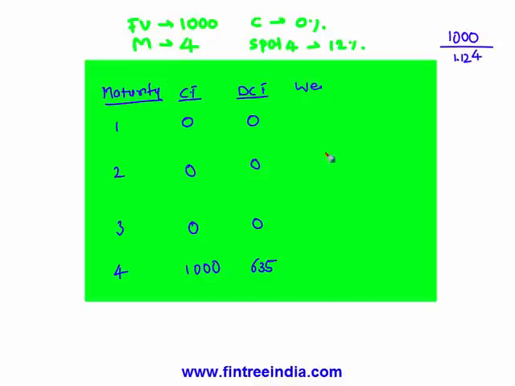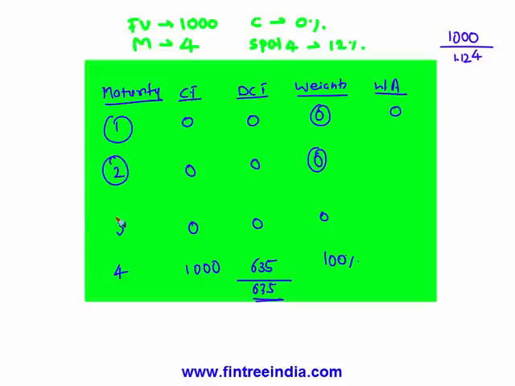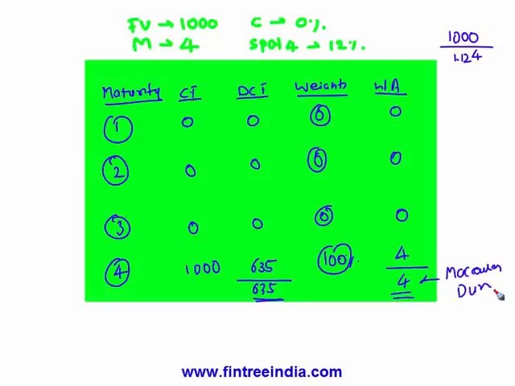Then we will calculate weights. So of course the bond value is 635. Then we will calculate weights 0, 0, 0 and entire 100%. And then a weighted average. So 1 into 0, 0, 2 into 0, 0, 3 into 0, 0, 4 into 100%, 4. And therefore, your Macaulay's duration is going to be 4.